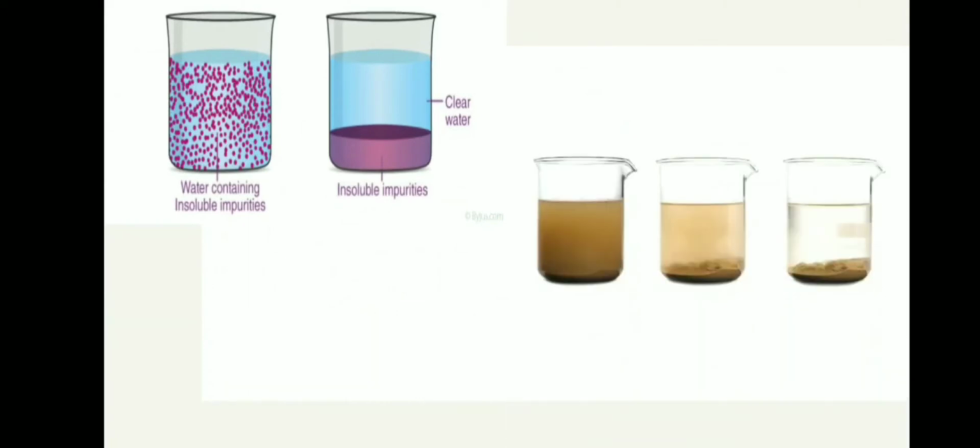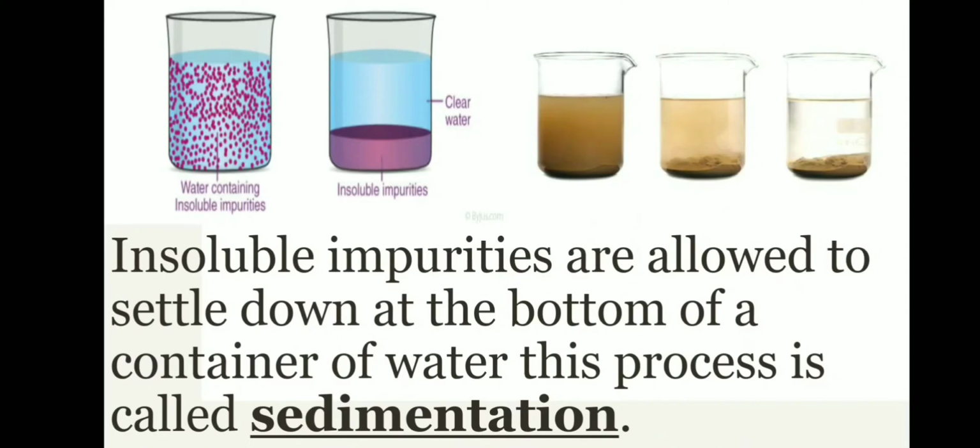We can see here insoluble impurities, they are allowed to settle down at the bottom of a container of water, and this process is known as sedimentation. We can see here the impurities which were earlier mixed, after leaving it for some time, get settled at the bottom. You can see here the clay mixed with water settling down, and finally clear water comes up and the insoluble impurities settle down at the bottom. This process is called sedimentation.